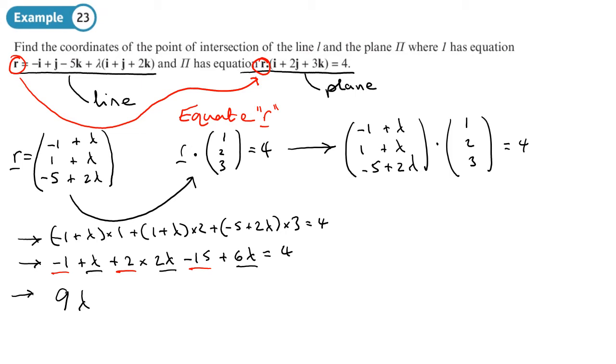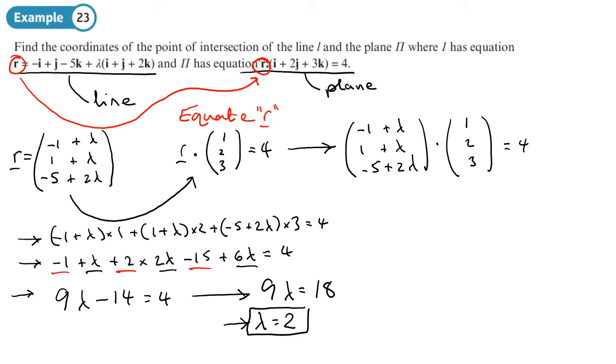And then -1 plus 2 is 1, minus 15 is -14 equals 4. So add 14 to both sides, 9 lambda equals 18, that's nice, which means that lambda equals 2. So now that we've got lambda, if we want to find a point of intersection, that gets substituted into the equation of the line. We haven't got anything to substitute into the equation of the plane.